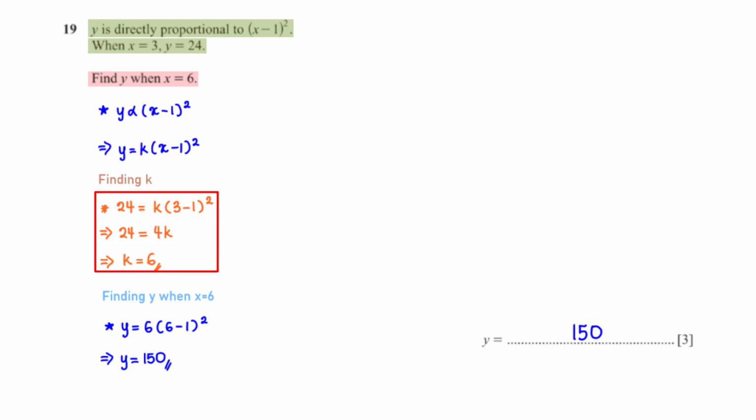Now that we know the value of k, when x is 6, y equals 6 times (6 minus 1) squared, which is equal to 150.